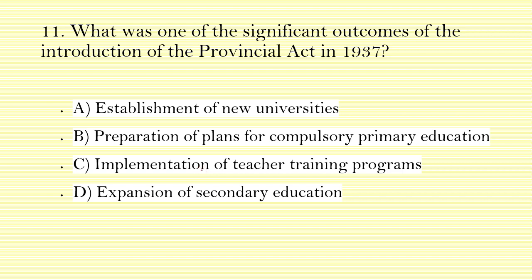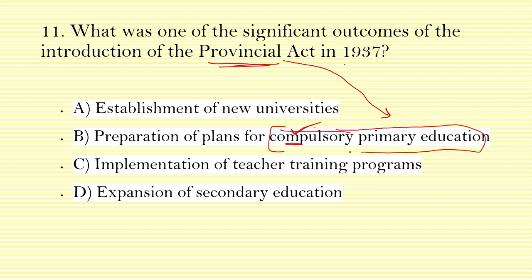So, what is the answer here? Preparation of plans for compulsory primary education. In 1937, the Provincial Act was implemented. Based on that, they wanted to make a plan, which means they prepared the plan. What kind of plans for compulsory primary education did they prepare? So, B is the correct answer.